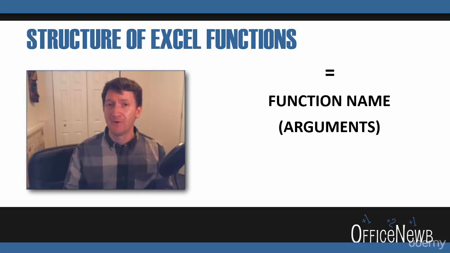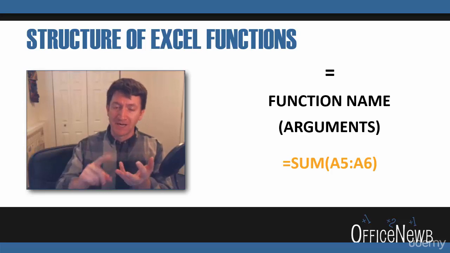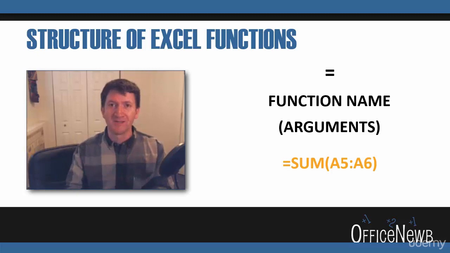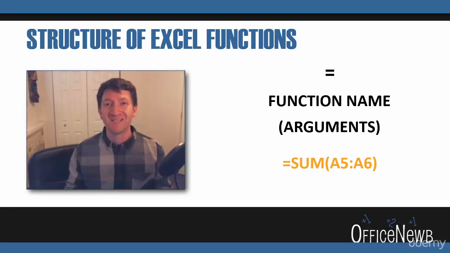Now let me show you an example. With the sum function, we got the equals, we got the function name sum, open a parentheses, now we have the arguments. In this case, it's just a range of cells, A5 through A6, close the parentheses. Three little parts. But once you've mastered the understanding of, hey, we need equals, you need the function, what type of function you're performing here, and filling in the appropriate arguments, we now understand the basics of basic functions and the most advanced functions out of the box within Excel.